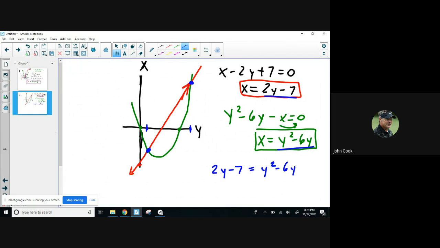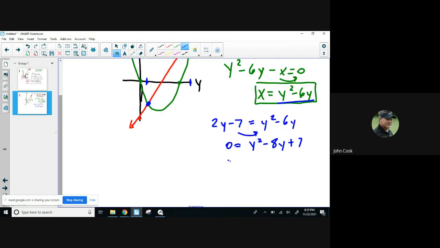And then solve it. So I'd move all this stuff over to the other side. So I get 0 equals y squared minus 8y plus 7. Factor. So you get y minus 7, y minus 1.